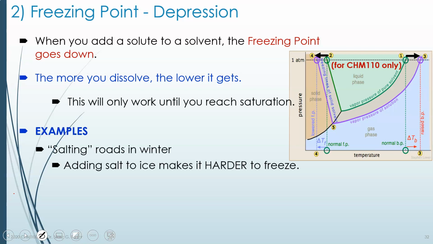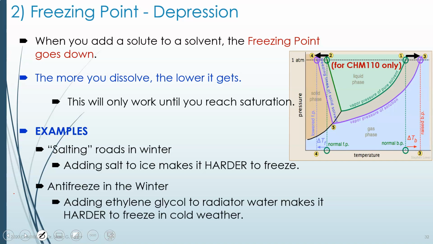So examples of this: salting a road in winter. We put salt on the roads to keep the ice from staying frozen. We are literally lowering the freezing point of water by putting salt on the ice. So suddenly, ice that would be frozen at, say, 0 degrees centigrade would no longer be frozen. It would turn back into water. And the more salt you throw on it, the lower you make the freezing point, the harder you make it to freeze. And therefore, you can melt more and more snow.